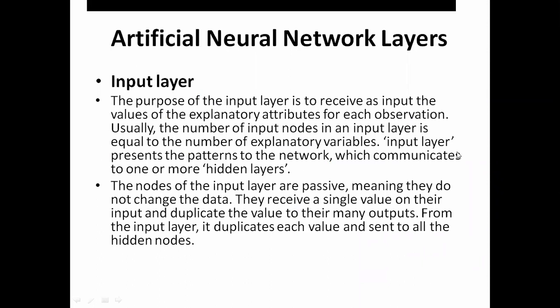So these input layers then will communicate to the next layer, that can be the output layer, or in case of MLP, that would be the hidden layer. These are called passive. Passive means why? Because they don't change the data. They received a single value on their input.